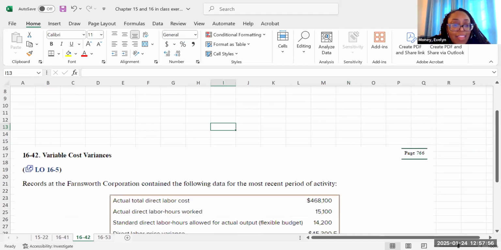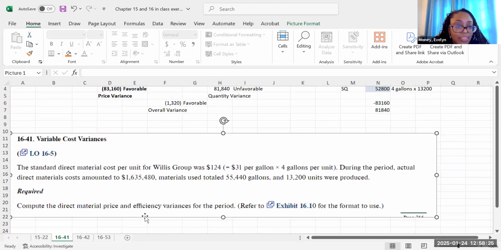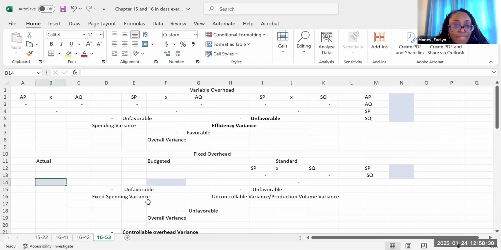Let's look at labor next. For labor, records at the Farnsworth Corporation contain the following data for the most recent period of activity. We have actual direct labor costs, actual direct labor hours worked. Oh, they're working backwards. Look at them. Standard direct labor hours allowed for the actual output, direct labor variance, and that's price variance, actual variable overhead, and the standard variable overhead. Wait a minute, did I do labor? Oh, this one isn't even labor. Where's labor?